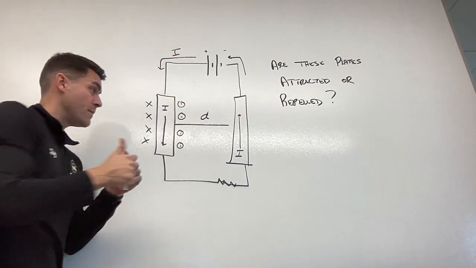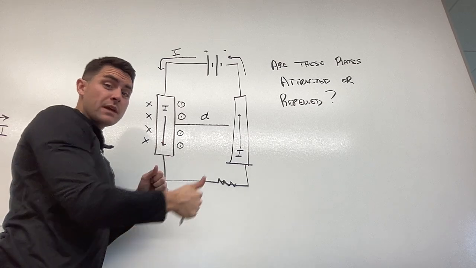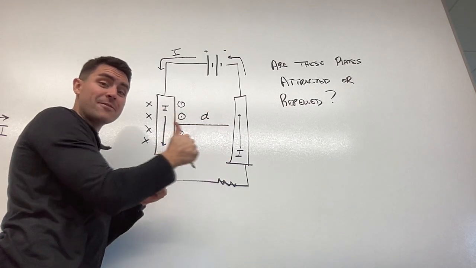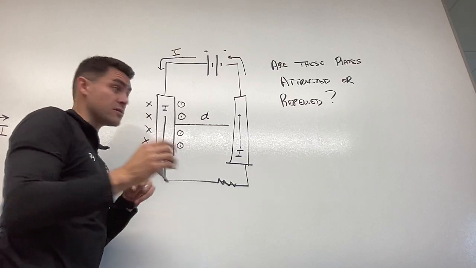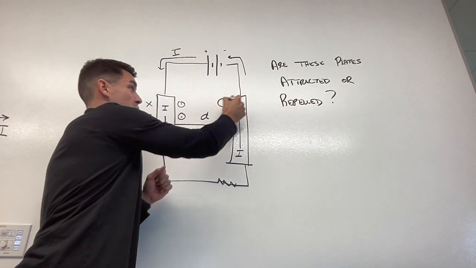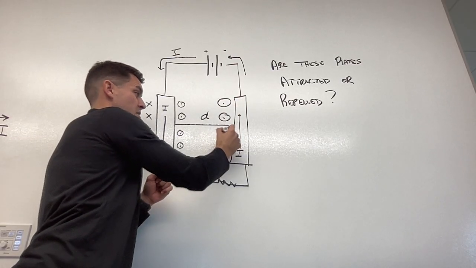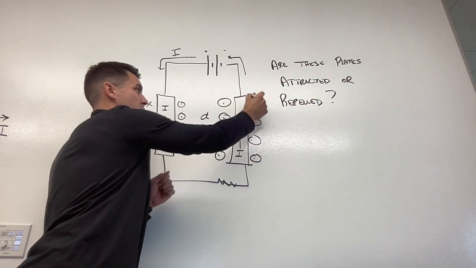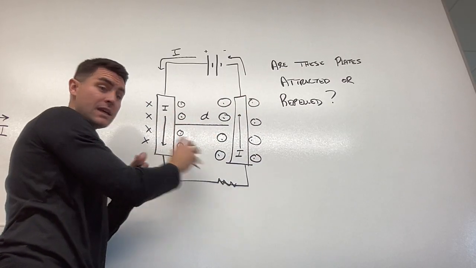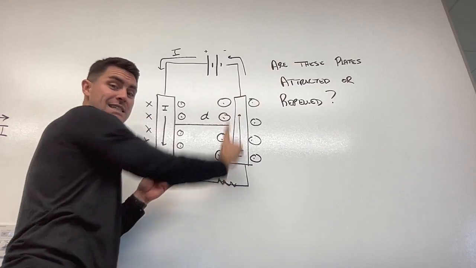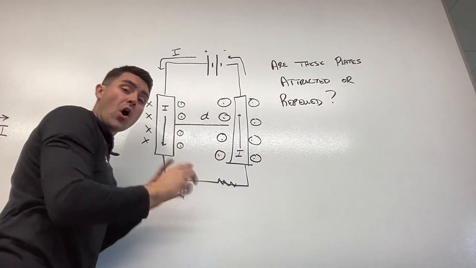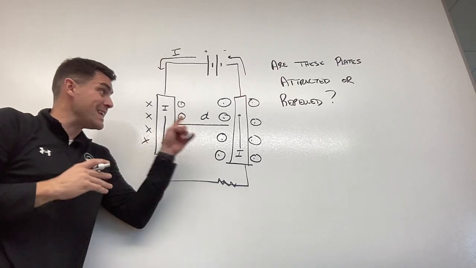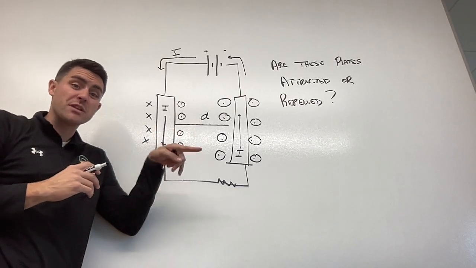Remember, I need two things in order for a force to be felt. Back to the first right-hand rule: if I have a charge moving through a magnetic field, it will experience a force. Well, guess what this plate is going to experience? This plate is moving through a magnetic field that is out of the page, produced by this plate. These charges, as they move through, are experiencing a force as a result of being in this magnetic field produced by this plate.